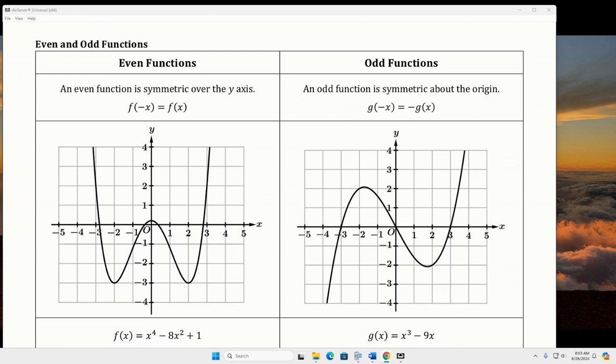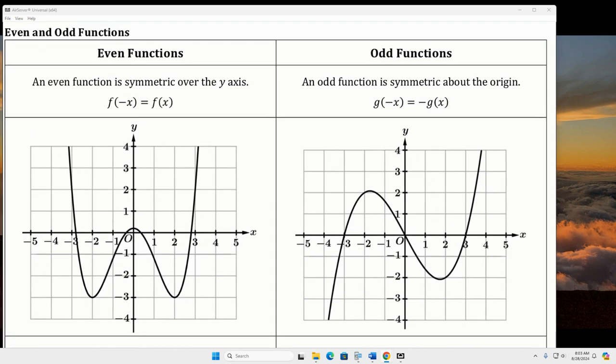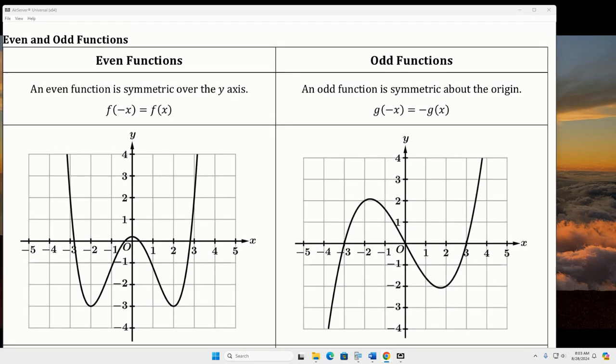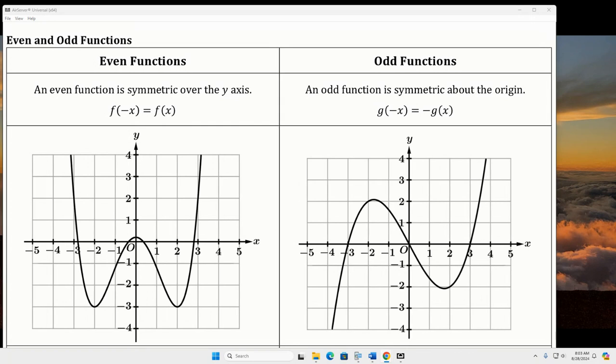All right. Now, there are special functions that are called even and odd functions. And this isn't just like even degree or odd degree. It's actually just even function, just odd function. All right, so an even function is going to be symmetric over the y-axis, and that's pretty easy to see. So if you can fold it on the y-axis, it folds on top of itself, it's even.